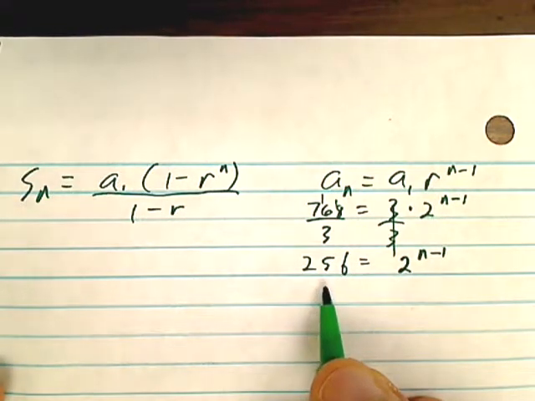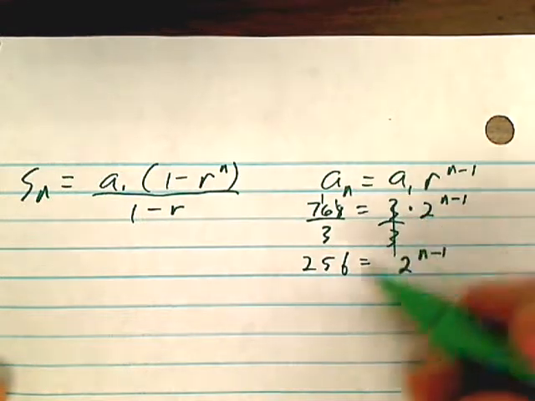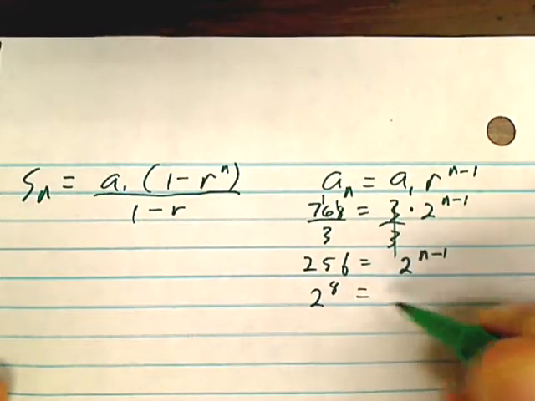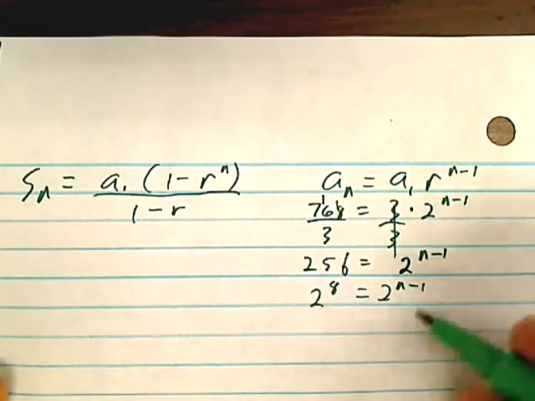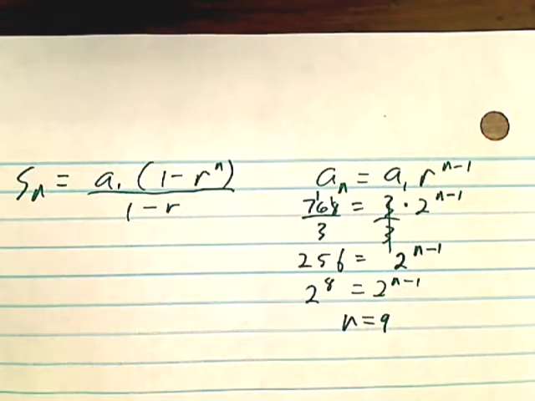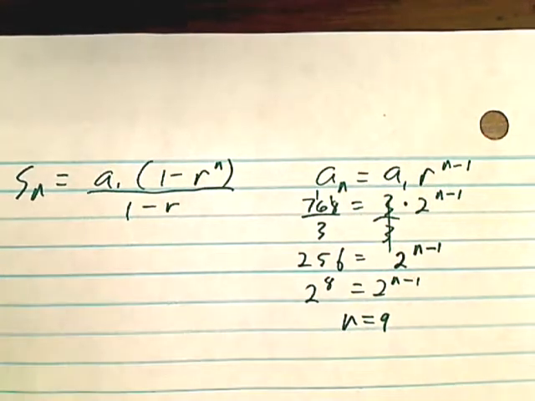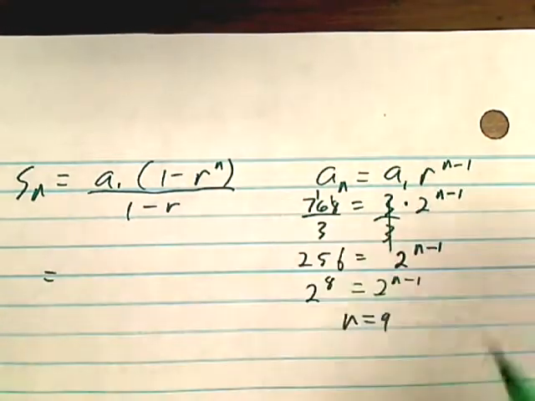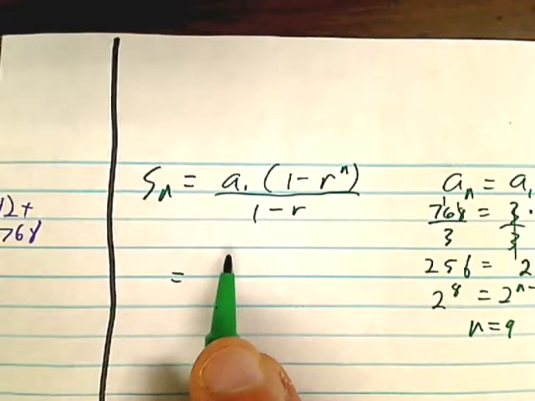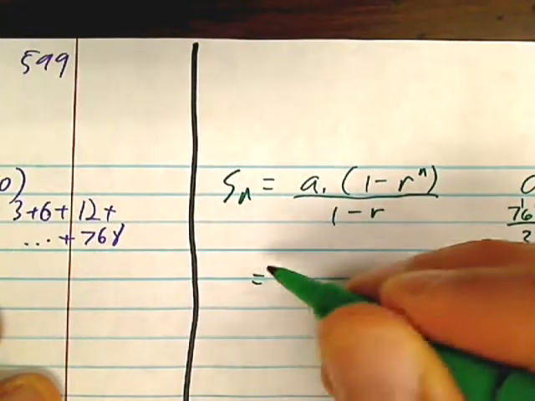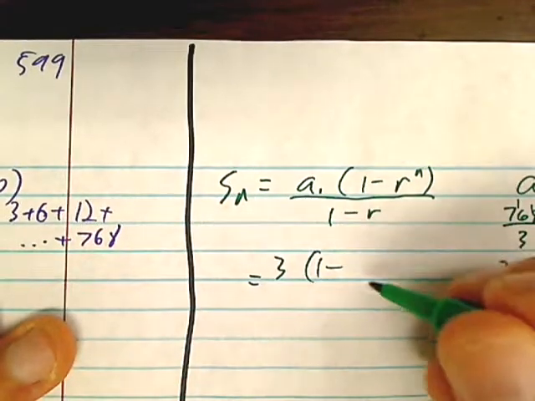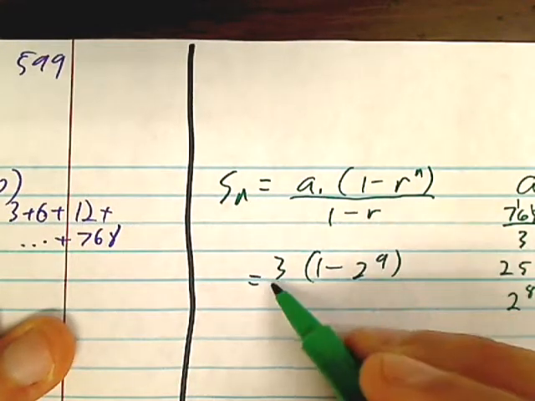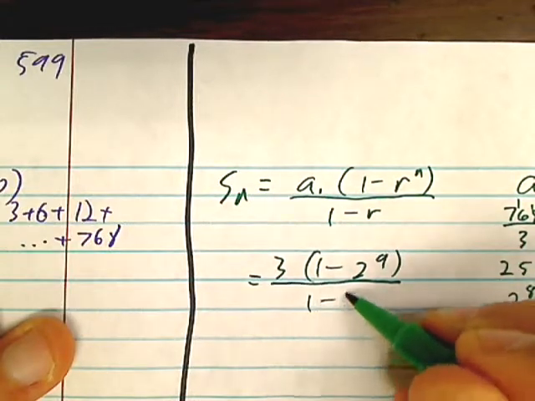So this is 2 to what power? Count it off: 1, 2, 3, 4, 5, 6, 7, 8. 2 to the 8th power. Okay, so what value minus 1 will give me that 8? It is 9. So we did that work to figure out what n was. Let's come back over here and evaluate this formula. So the first term is 3 times 1 minus, the ratio is 2 to the 9th power over 1 minus 2.